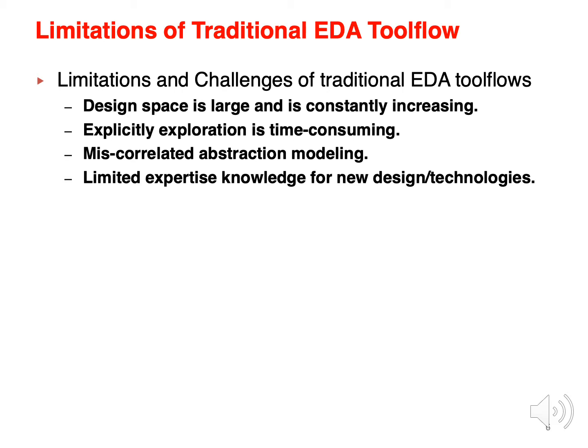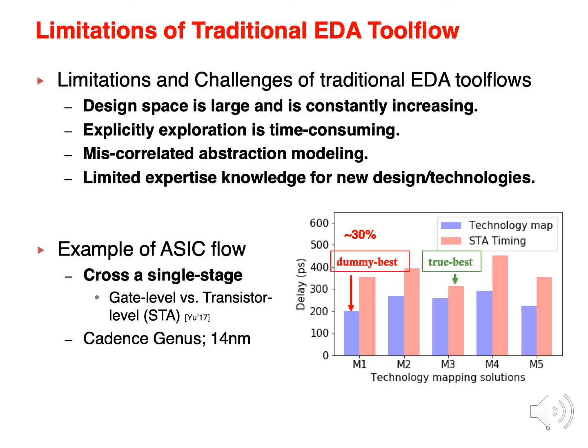If we generate 5 different technology mapping solutions, namely M1 to M5, STA indicates that M3 is the best timing solution, but gate level evaluation shows that M1 is the best solution. And we know that STA analysis is more realistic than gate level, and this shows the lack of predictability that is caused by the miscorrelated abstraction models in the EDA flows.